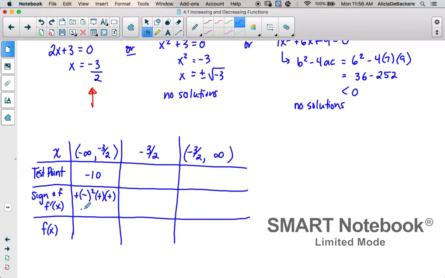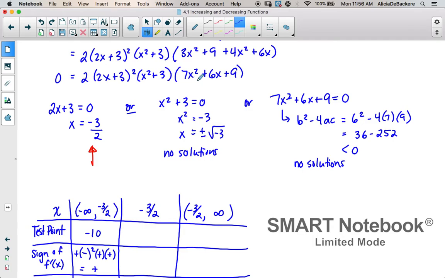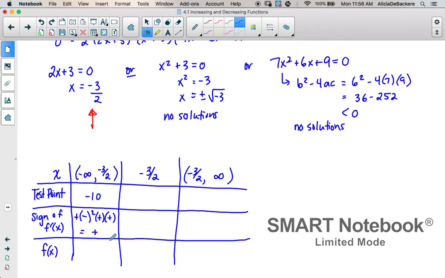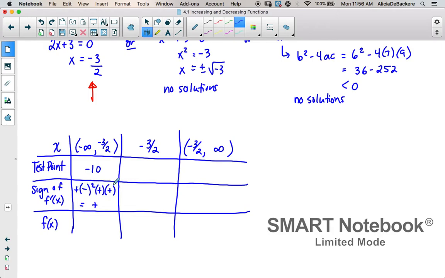And now I'm just going to ask myself, well, what do I get overall then? So I've got a positive times a negative squared, that's a positive, times a positive times a positive. So that altogether is a positive number. Again, if you want to double check by plugging negative 10 in there, you can do it and just make sure you get a positive answer. I would like to see you reasoning through, though, the sign of each factor when it's a polynomial like this. And then we're going to ask ourselves, what does that tell me about the actual graph?